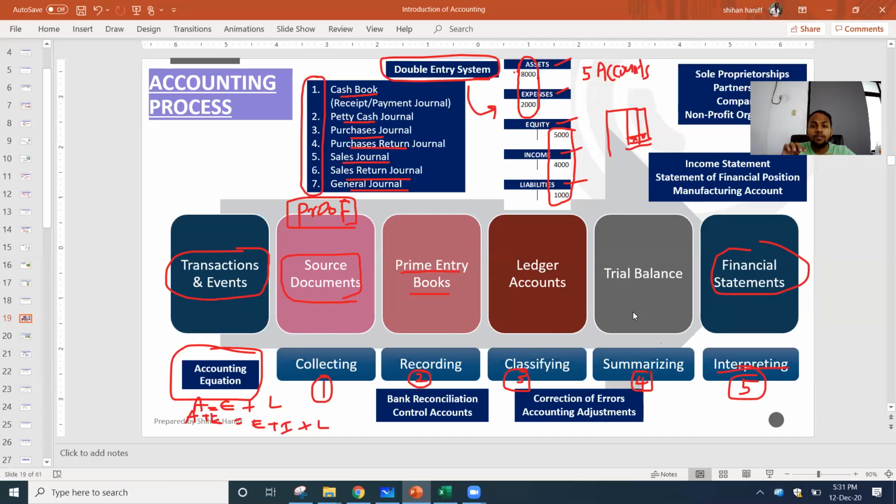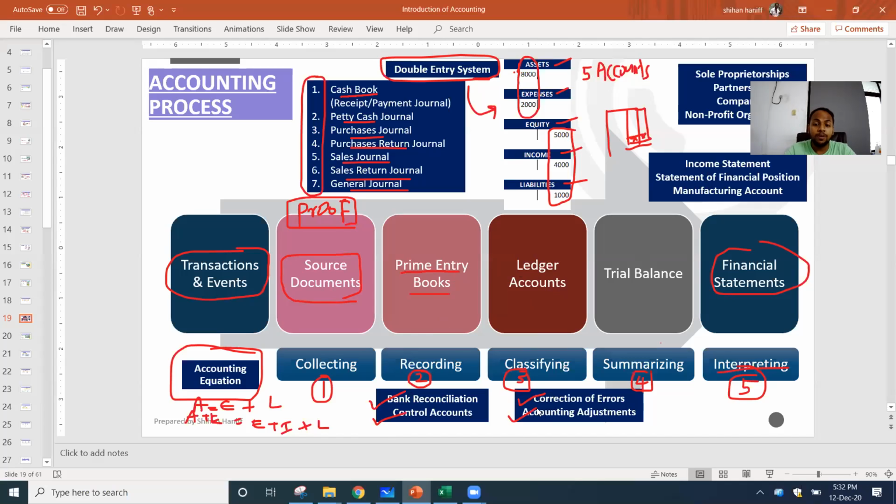And in between this process, there are some other chapters, other areas that you need to look into. Right? One is, as I already told, the accounting equation, and you have bank reconciliation statement, which is another part of prime entry books. And when you are posting the account transactions into the ledger accounts, you also have to learn the control accounts. Control accounts is another chapter in the syllabus, right? Then once you transfer to the ledger account, you have error corrections. So if there is any error in the accounts, you need to correct those errors.